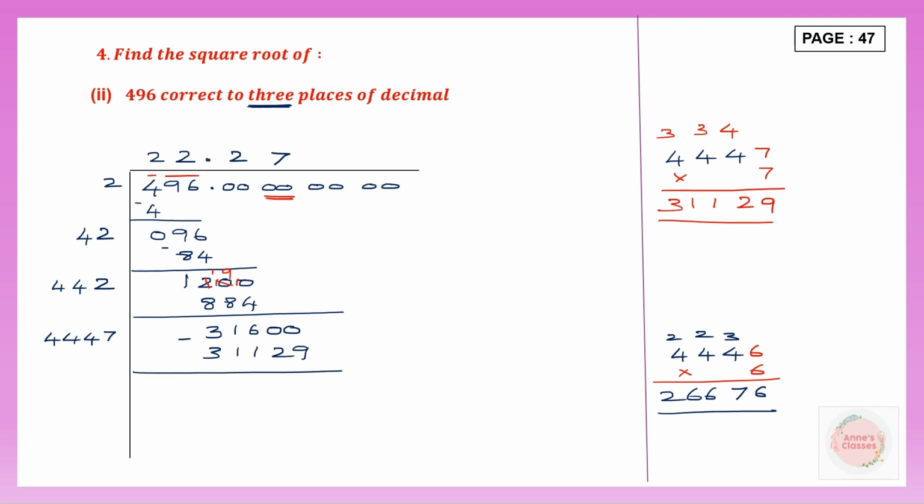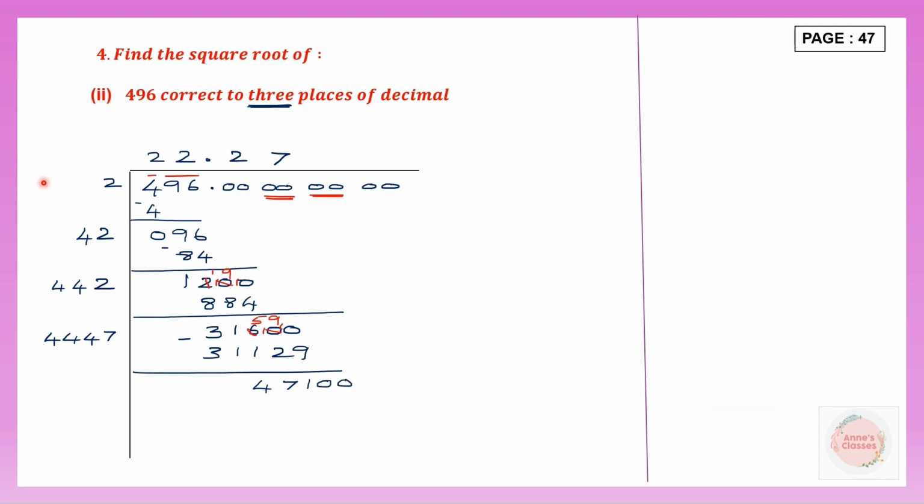Now let's subtract and see. So let's borrow from 6. This becomes 5, 10, 9 and 10. 10 minus 9 is 1. 9 minus 2 is 7. 5 minus 1 is 4. So now what we're going to do is bring down the next pair of zeros. So that will be 2 more zeros here. So now here we have 47,100.